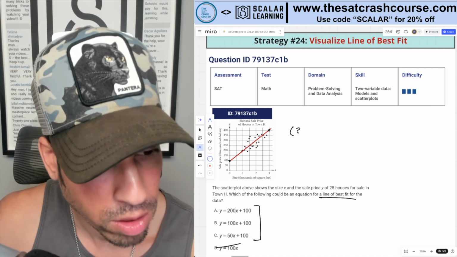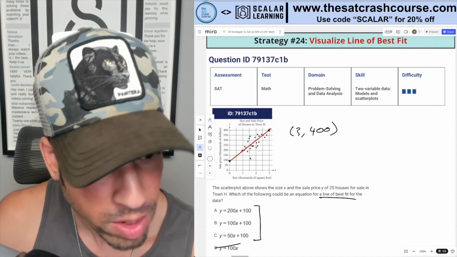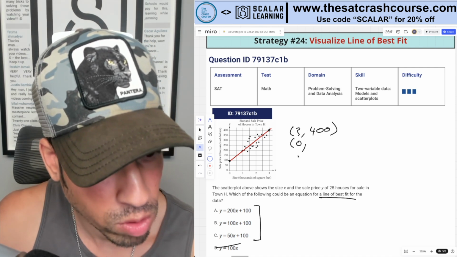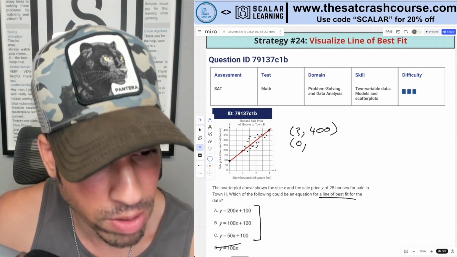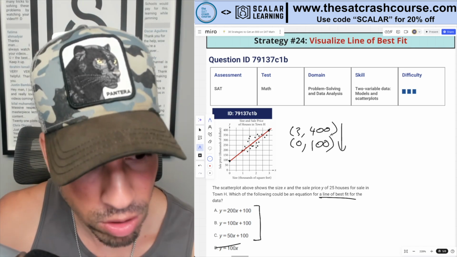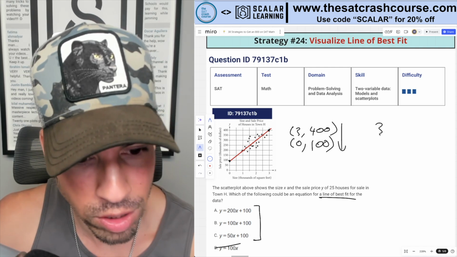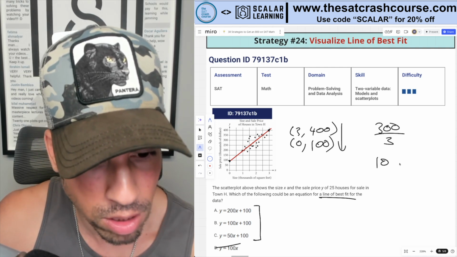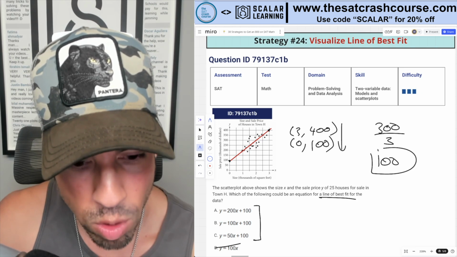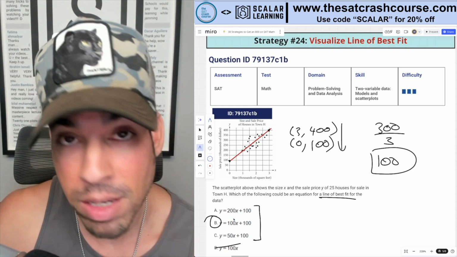So here we've got 3, 400, and here we've got 0, and I'm going to use 100, even though on my graph it looks maybe a little less than 100, but they all have 100, so I'm going to use that. Now we're going to calculate the slope. 400 minus 100 is 300 over 3 minus 0, and we get a slope of 100, which means B is the winner.